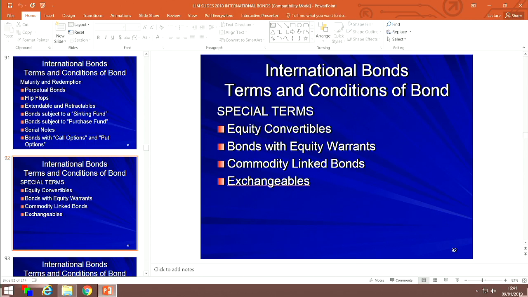As I said, I think I'm going to be talking quite a lot about the first two, the equity convertibles and bonds with warrants, because they do have a whole new structure and a whole set of clauses which deal with the special position of equity convertibles and equity warrants.